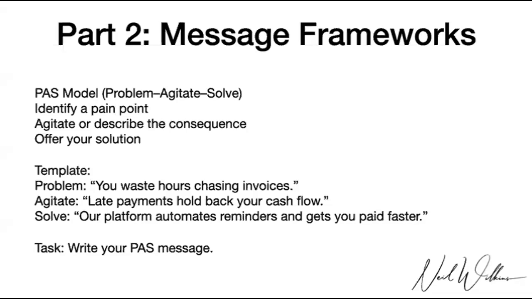So here's an example. Problem: you waste hours chasing invoices. Agitate: late payments hold back your cash flow. And then the solving could be: our platform automates reminders and gets you paid faster. It's an interesting one there, isn't it? So you've identified a problem, you've really rubbed that problem in, and then you've said, well, we can solve that for you. It's a simple but very effective opportunity here to use a framework in a very simplistic way with your product or service. So write your PAS message, your problem that you're solving, the agitation that you're building here, and then the solving of the problem with your product or service that you've chosen.